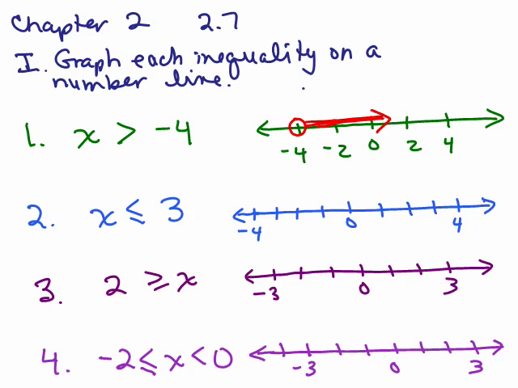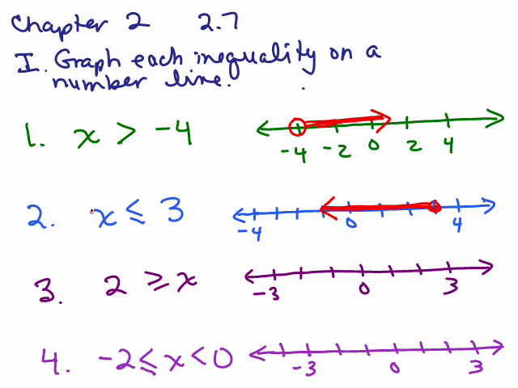X is less than or equal to 3. Well, that means 3 is a solution. There's two things. You want all the numbers less than 3, and you also want the number 3. So you put a dot on 3 because that's one of the solutions. That's the part that's equal. But you also want all the numbers less than 3, like 0 is less than 3. So that tells you to have the arrow going to the left.